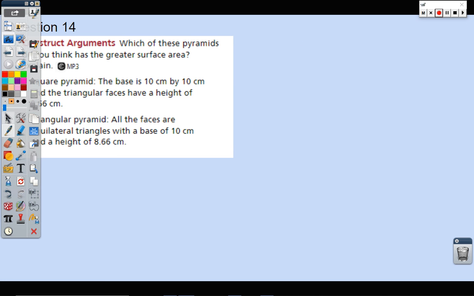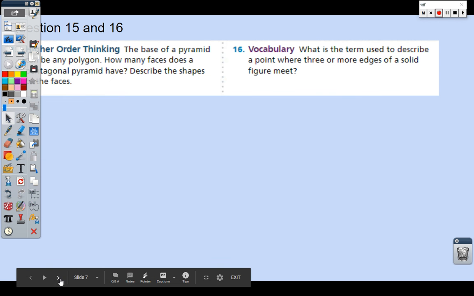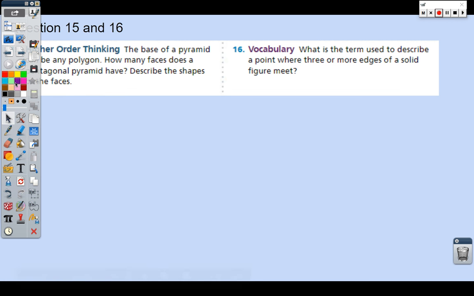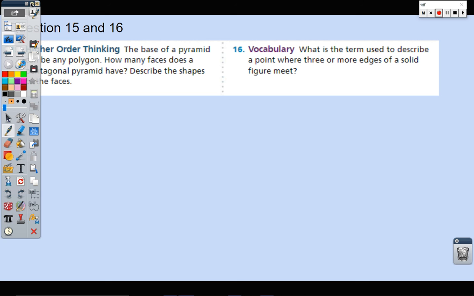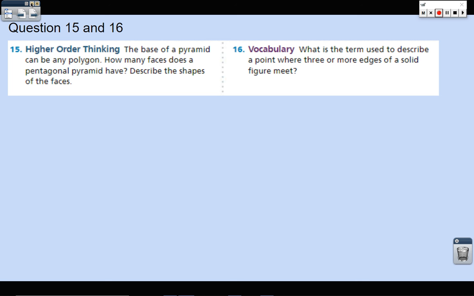All right? Let's take a look at question 15. Let's go to the next slide. There we are. Okay, question 15 and 16 I have here. It says the base of a pyramid can be any polygon. Any polygon. How many faces does a pentagonal pyramid have?